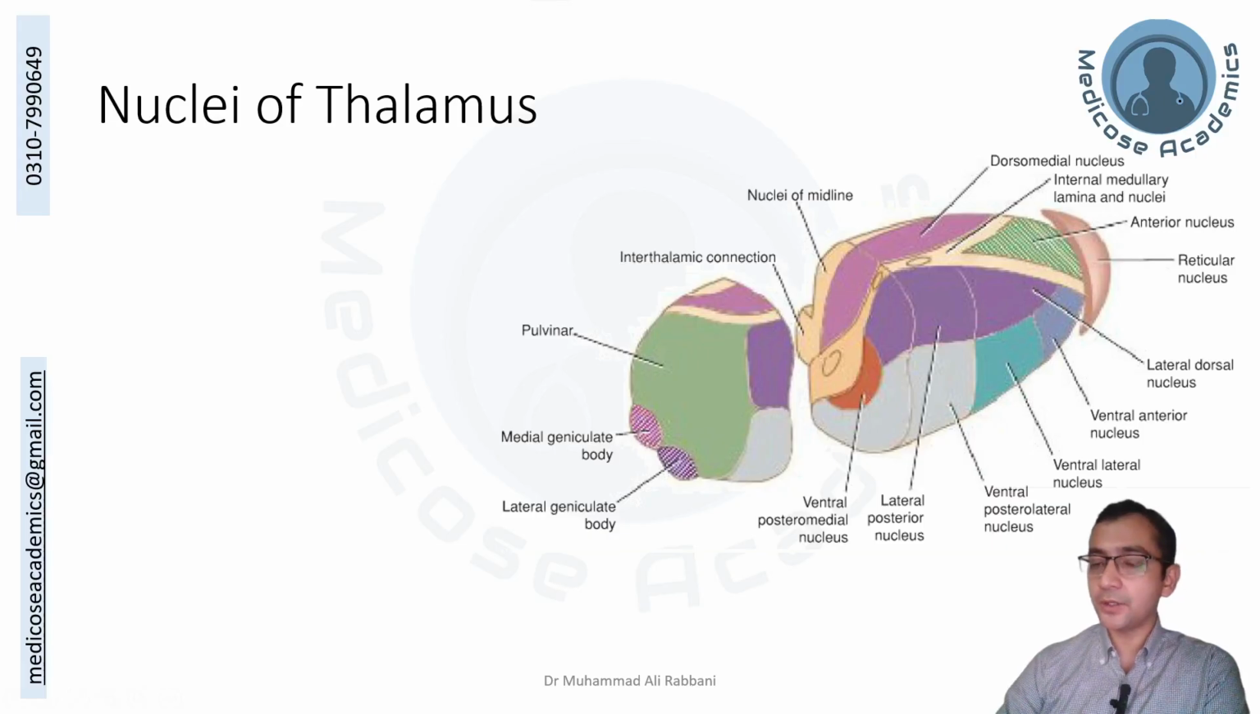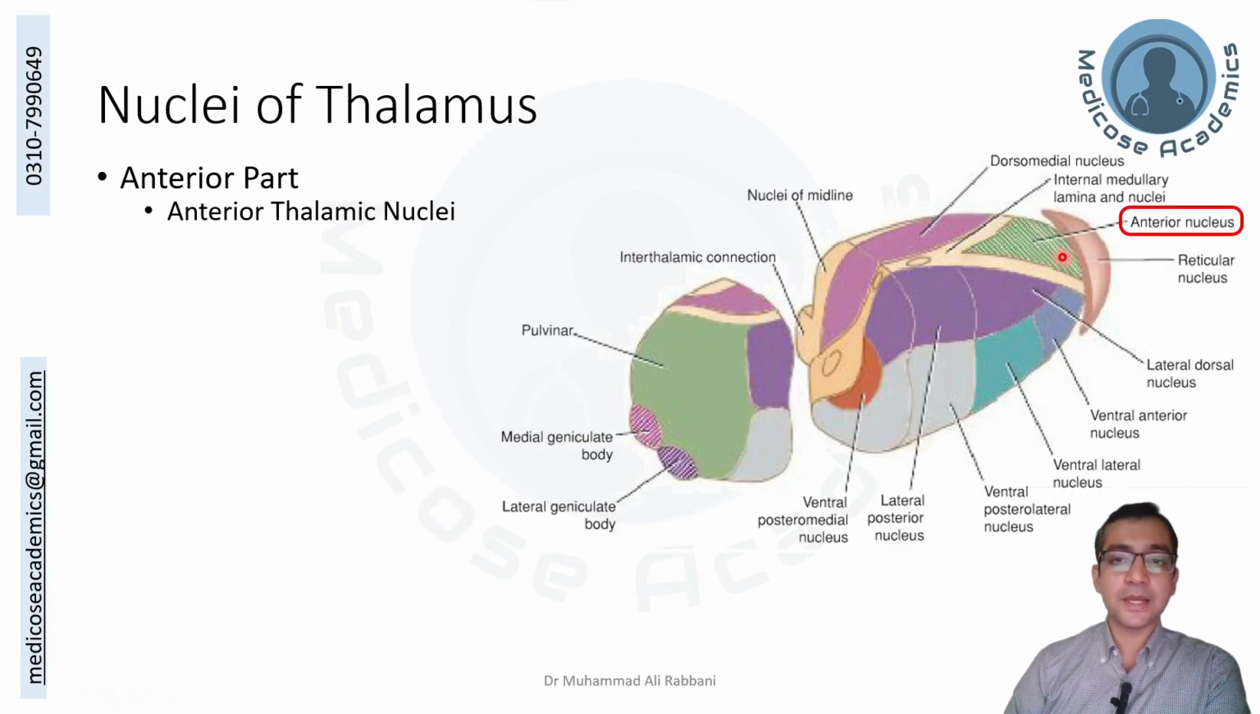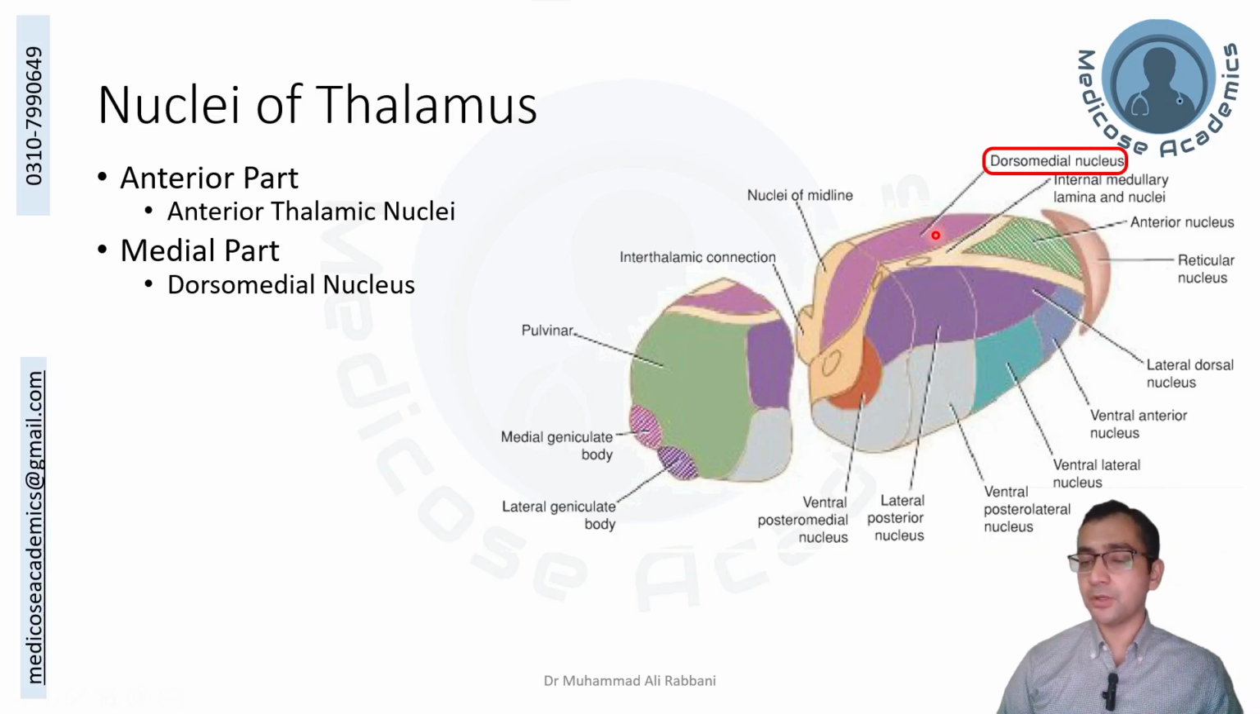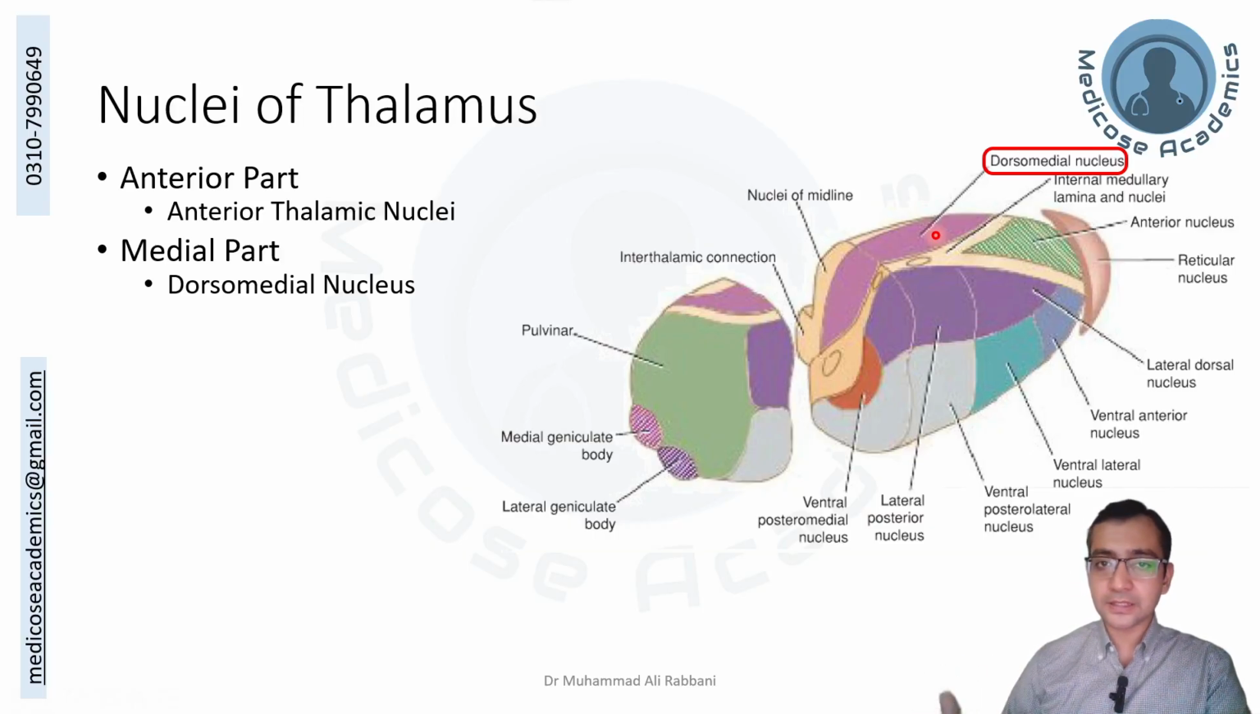Let us see the different nuclei of the thalamus. This is again a picture from Snell's neuroanatomy. On the anterior aspect, there is one major nucleus, the anterior thalamic nucleus. On the medial aspect, there is again one major nucleus, the dorsomedial nucleus. Technically, there are a series of different nuclei, but due to their similarity in functions, we consider them a common group, the dorsomedial nucleus. At this level, we are not going into further detail.